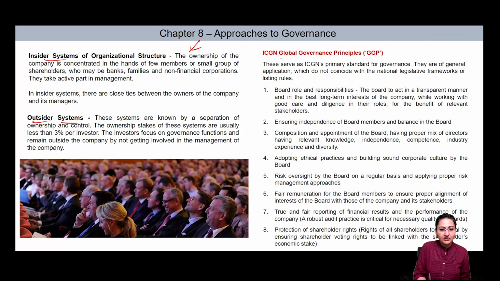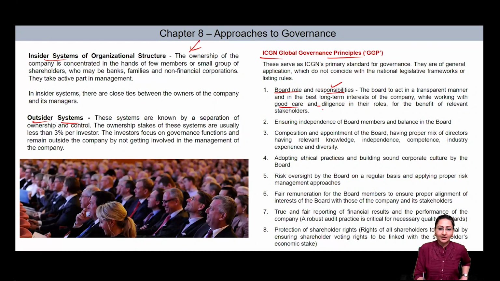Then comes IGCN global governance principles. These are the principles which are recommendatory in nature. Every business should follow them. So generally you have to remember, don't mug them up. Number one, there is a particular role and responsibility of the board. They have to act in a transparent manner. They have to be fair. They have to work with integrity.